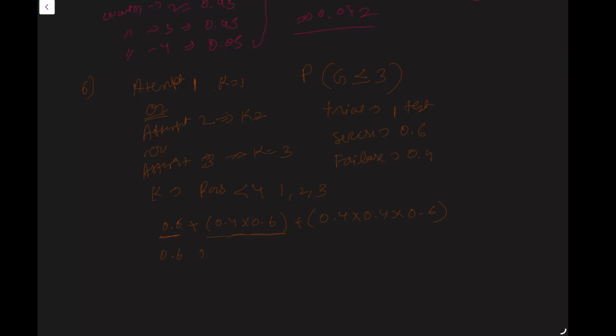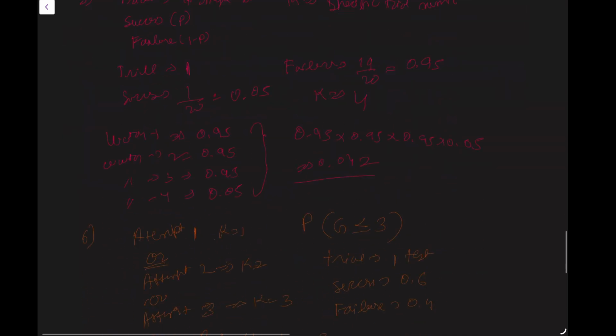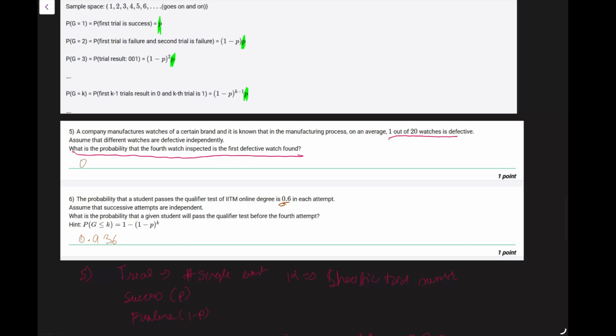Let me open my calculator. 0.4 times 0.6 is 0.24. And then we have 0.4 times 0.4 times 0.6, which is 0.096. So your probability is 0.096 plus 0.24 plus 0.6. Your total probability is 0.936. This is your answer. So the answer for this question is 0.936. The answer for the previous question was 0.042.